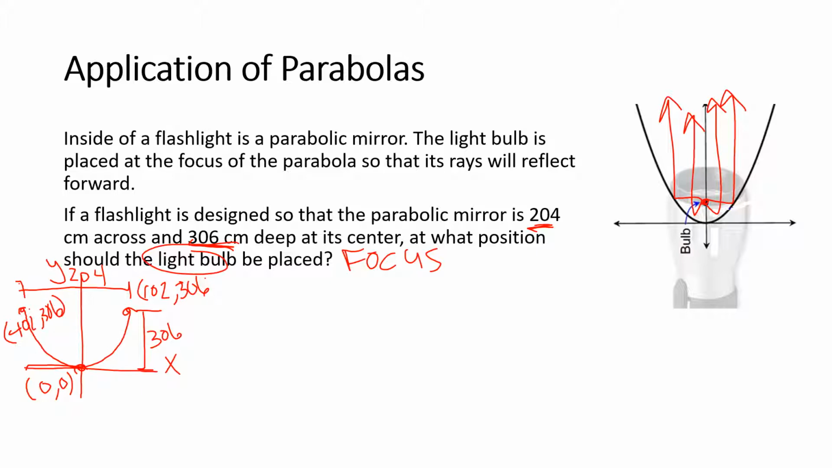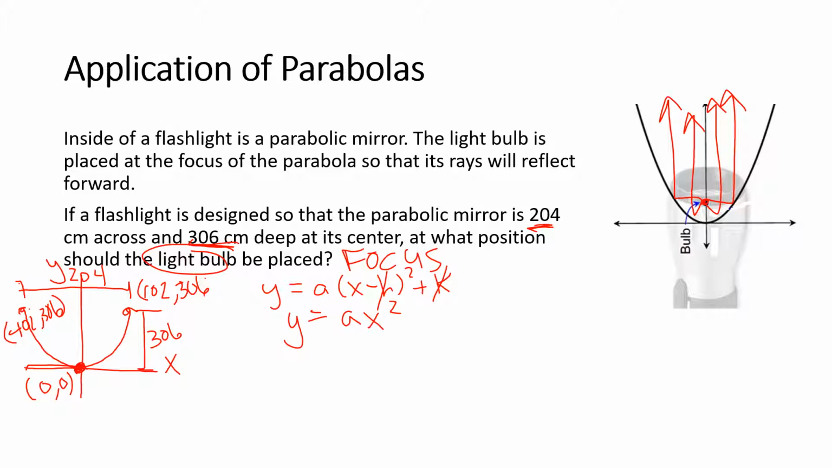We're going to use this information to write the equation of the parabola. Equation of a parabola looks the same every single time. We have y equals a times (x minus h) squared plus k. But because we've centered our parabola at 0, 0, I don't need to plug anything in for h or k because I haven't shifted my graph left or right or up or down. So I'm just working with y equals ax squared.